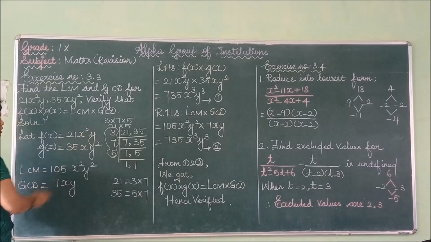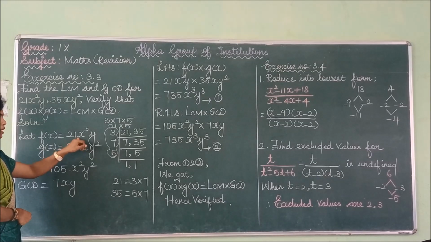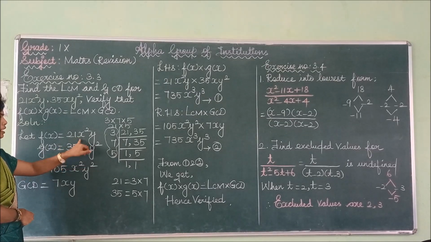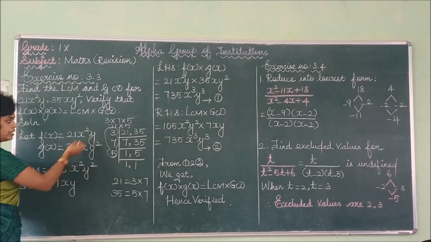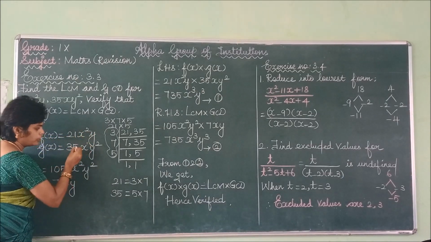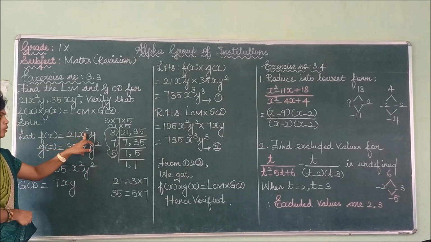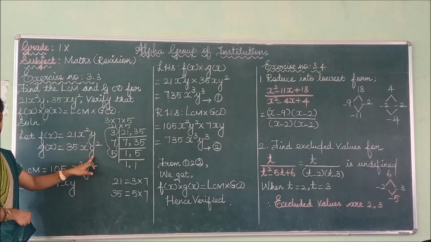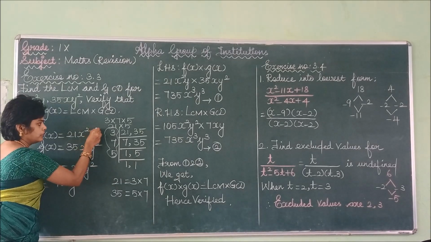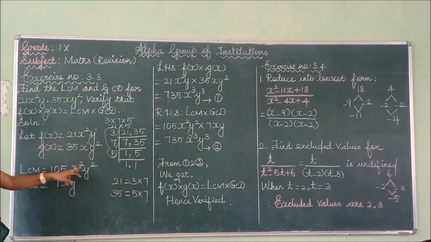So look at these values. For LCM you have to take the highest power of the variable. Look at the variables given here: x squared in f of x, x in g of x. The highest power is 2 because the power of x in g of x is 1 only. So you have to take x power 2. Then look at y and y power 2. Which is highest, y power 1 or y power 2? y power 2 is the highest value.